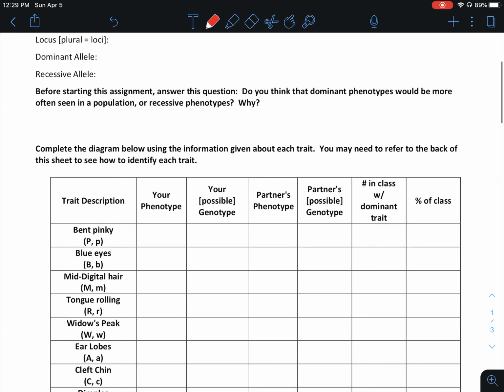But for the first thing, before starting the assignment, do you think dominant phenotypes would be more often seen in a population, or recessive? Typically, most people think dominant phenotypes are more seen, because as long as they have one copy of that capital letter, it's going to be visibly seen from the genotype standpoint. So the phenotype would then be expressed. That's what most students say.